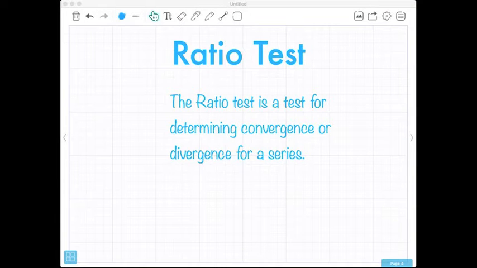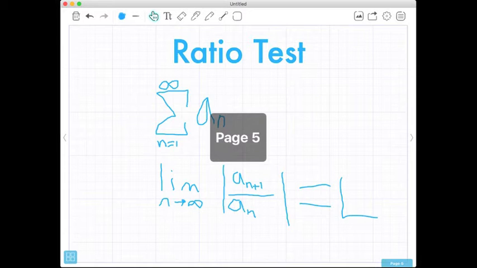Alright everyone, today we are going to be learning the ratio test. The ratio test is a test for determining the convergence or divergence of a series. So you have your basic series, and you take the limit as n approaches infinity of a to the n plus 1 over a to the n, and that equals L.